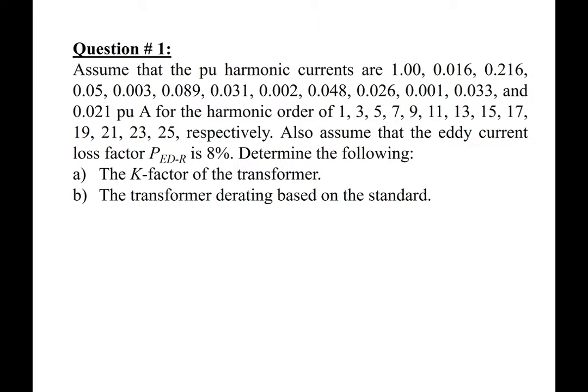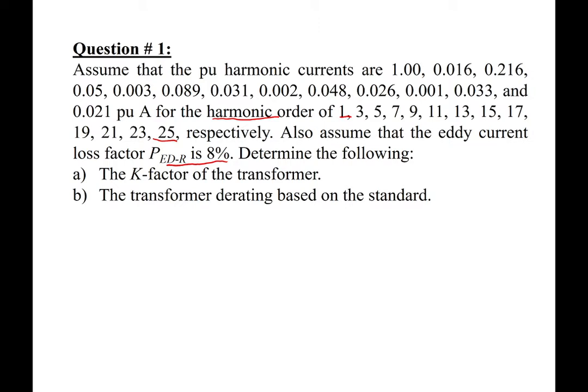It says to assume that the per unit harmonic currents are given for the following harmonic orders: 1, 3, 5 up to 25. Also assume the eddy current loss factor is given. Determine the K factor of the transformer, and then determine the transformer derating based on the standard.